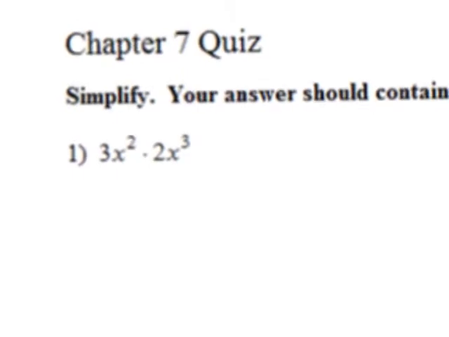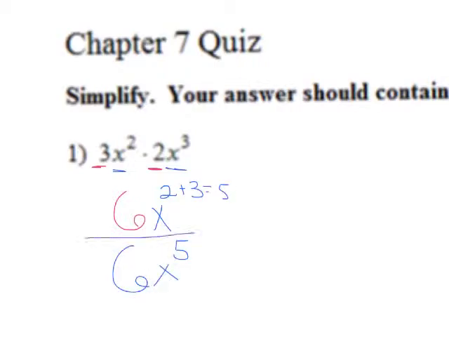So we have 3x squared times 2x cubed. The first thing I'm going to do is take my coefficients. 3 times 2 is 6, so that is my coefficient, and that goes first. Next, I have x squared and x cubed. They're not like terms, however, because we're multiplying, we can follow our exponent rules, and because that is multiplying, we do 2 plus 3, which is 5. So my final answer is 6x to the 5th.